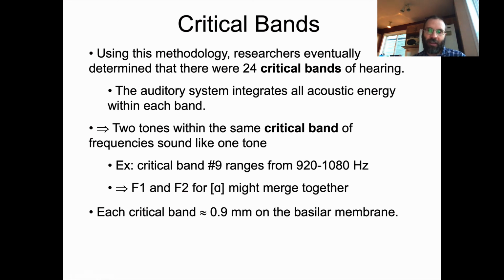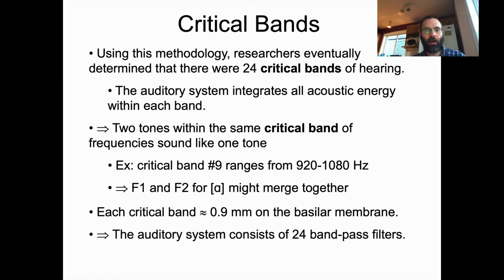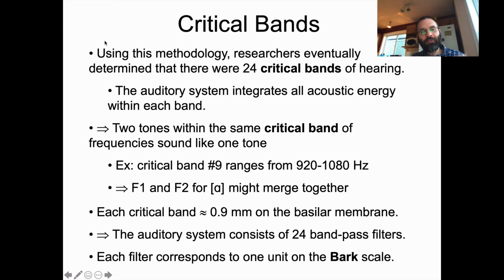So what this means is, again, we have more of our basilar membrane devoted to lower frequency perception than higher frequency perception. So we're getting more critical bands at that lower end of the frequency scale than at the higher end of the frequency scale. Another way to think about this is that the auditory system consists of 24 bandpass filters, which are just responding to a range of frequencies within their bandwidth, and then the response to everything else on the tails diminishes considerably. And then each filter will correspond to one unit on what's called the Bark scale.